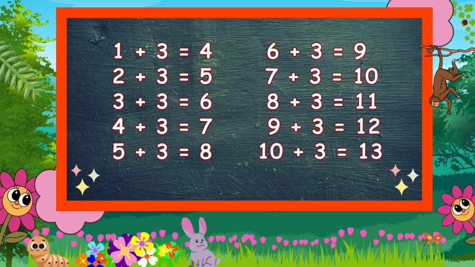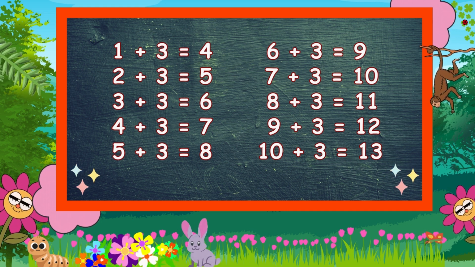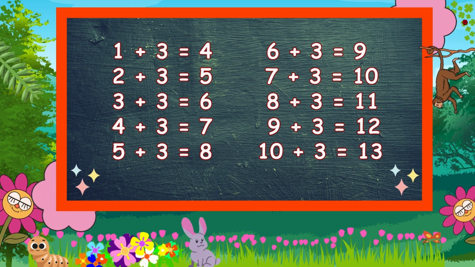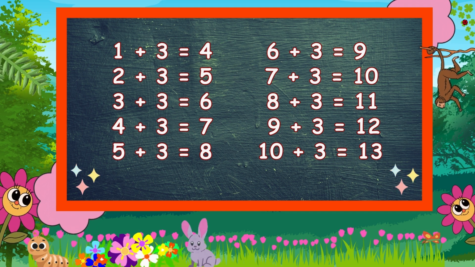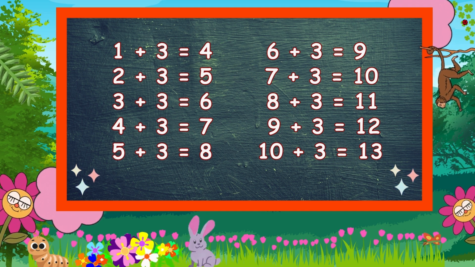This is our addition of 3 table. It shows us what happens when we add 3 to each number from 1 to 10. Let's go through it together.